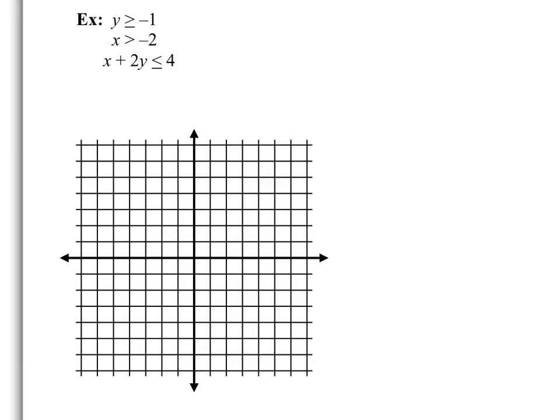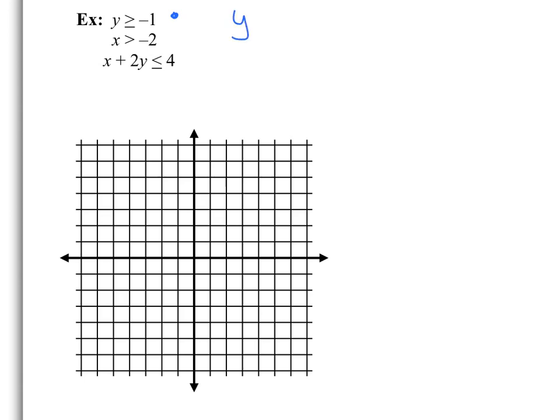So the ones on this page are a little bit trickier for a variety of reasons. One is that there's three instead of two, so if you shade all at once, it can get a little messy. And the other reason is that it involves horizontal and vertical lines. So we'll start with y is greater than or equal to -1.